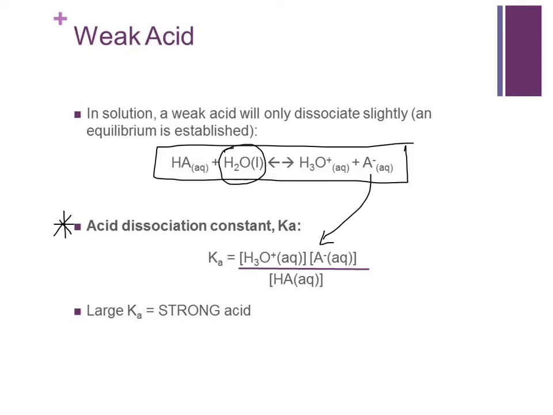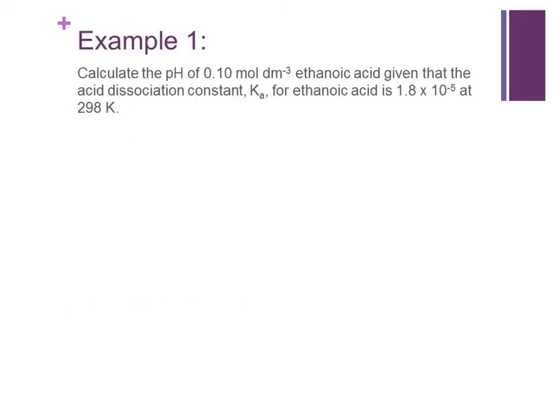If we have a large Ka value, it means that the reaction is favoring the products, meaning that we have a lot of dissociation, we would have a stronger acid. A small Ka value means we have a very weak acid. We can then calculate pH of a weak acid using our equilibrium concepts and our Ka values.